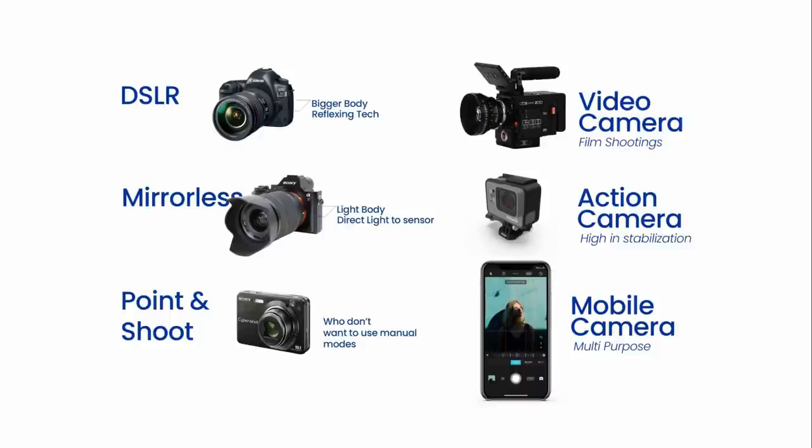So these cameras are basically useful for film shooting. And coming to the action cameras. Action cameras also come under videography cameras, but these action cameras are basically useful for proper video stabilization. So these kinds of video cameras may or may not have image stabilization or video stabilization, but these action cameras are meant for video stabilization.